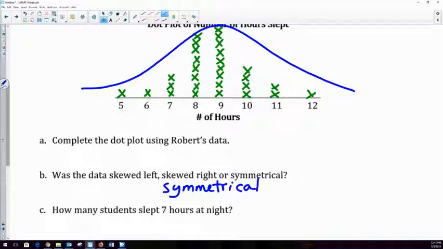And then letter C is asking us how many students slept 7 hours at night. So if we look in the column that has a 7, you see 3 X's. So that would be 3 students. And yes, make sure you're going back and labeling your answers.